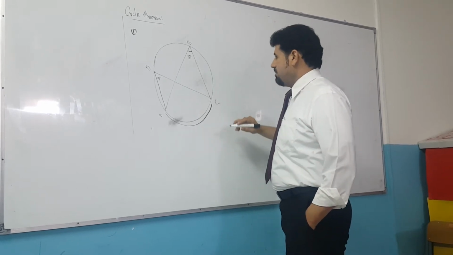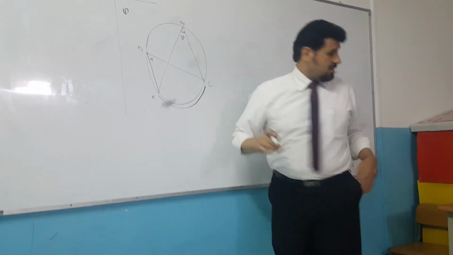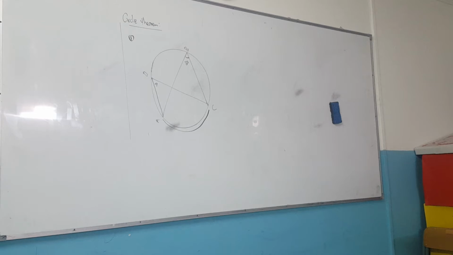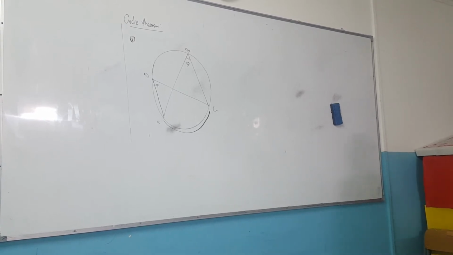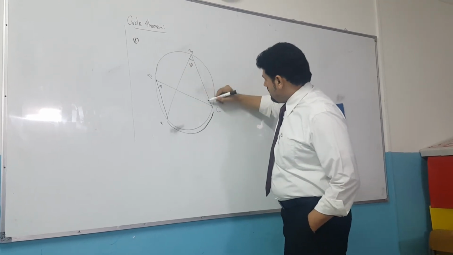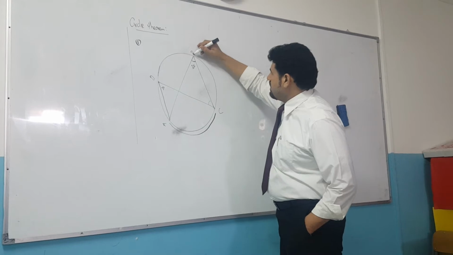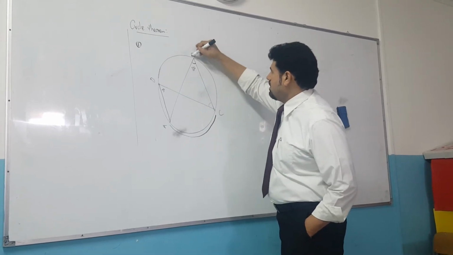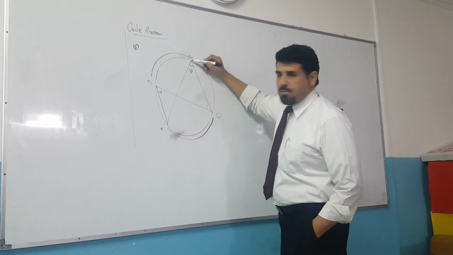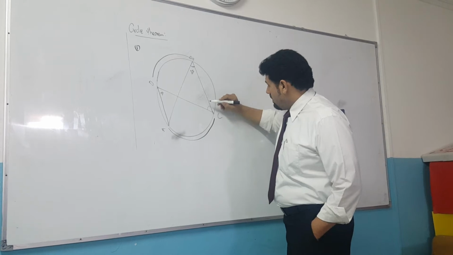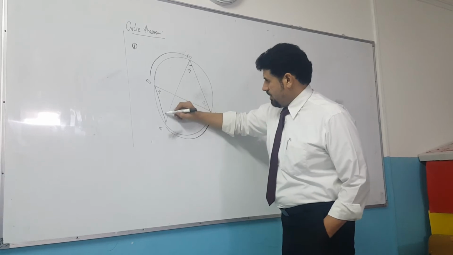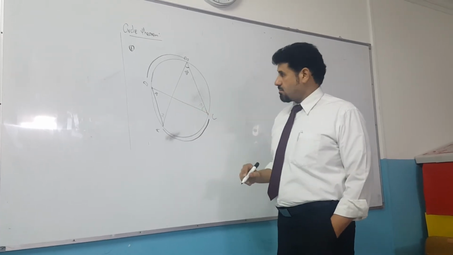Okay? And the other one, if you look at this angle, BCD, it's subtended by the arc DB, right? And look at this angle, DAB, it is subtended by the same arc. So also, these 2 angles are the same. So if this is probably 70, this will be 70. Okay?